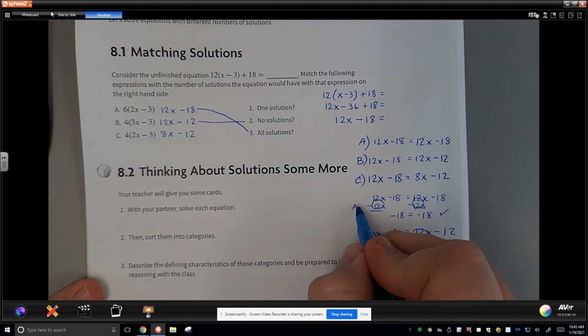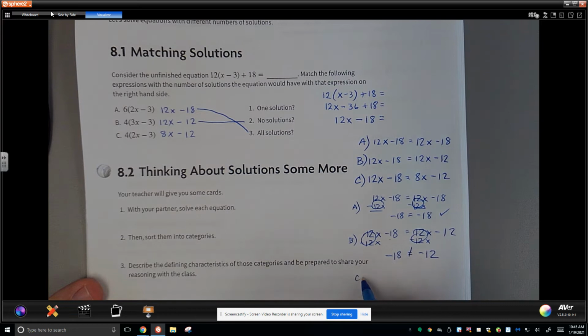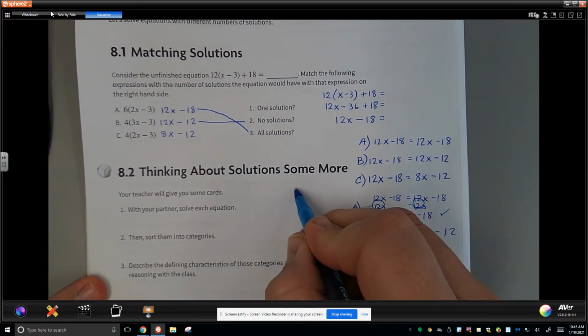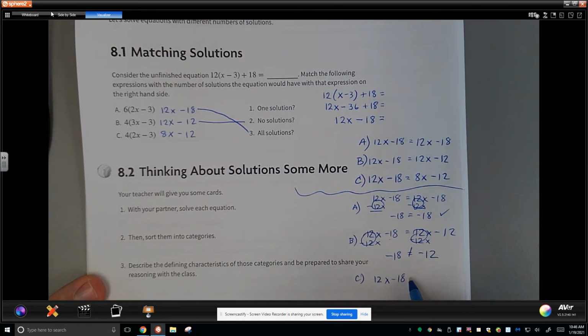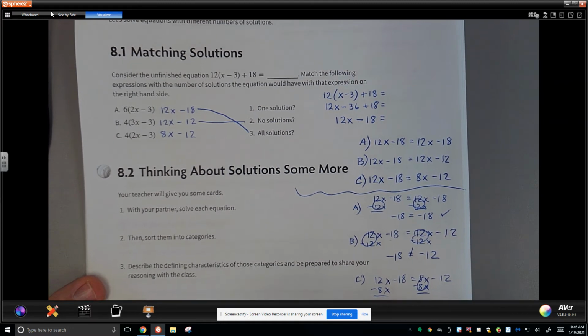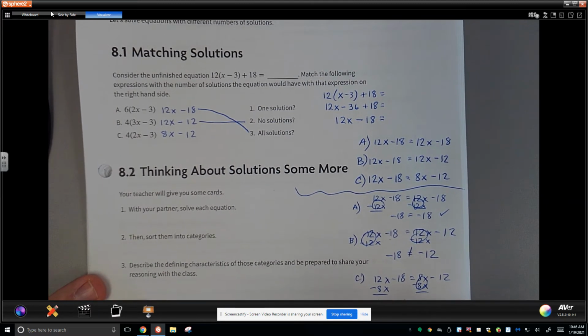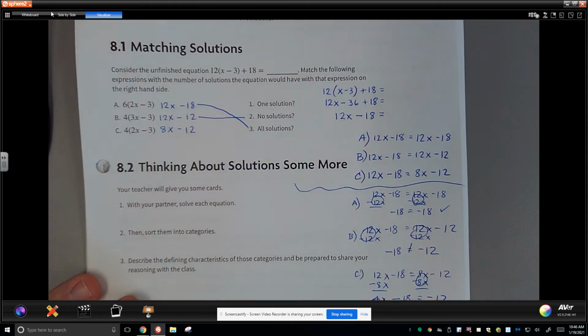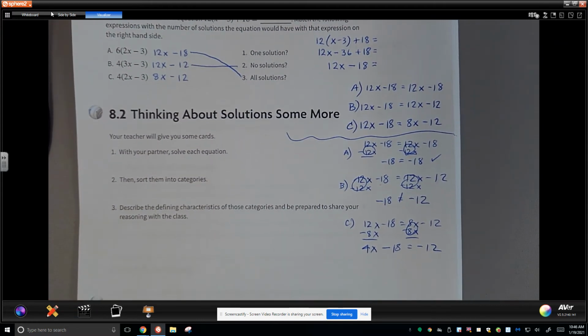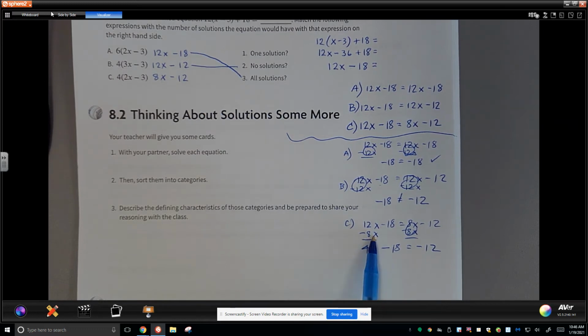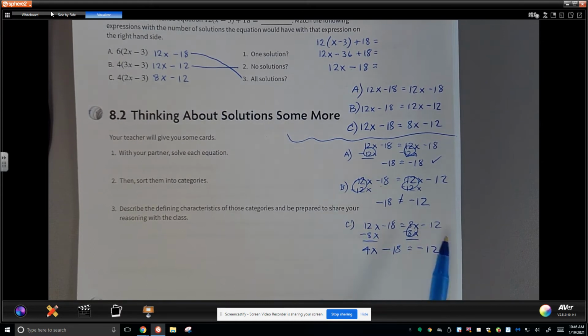But here's what I want to look at when I look at the third one, C. When I see 12 times x minus 18 is equal to 8 times x minus 12, when I go to eliminate the variable from one side, I don't eliminate it from both sides. I'm still left with a variable that I have the ability to find its value. The key thing when I'm looking for one solution is recognizing that I have different coefficient values on both expressions. So just a quick recap.